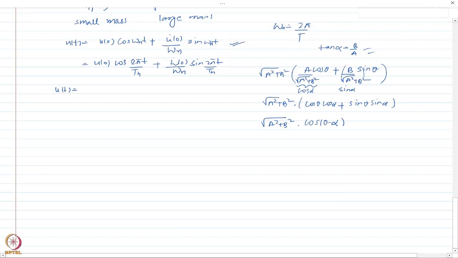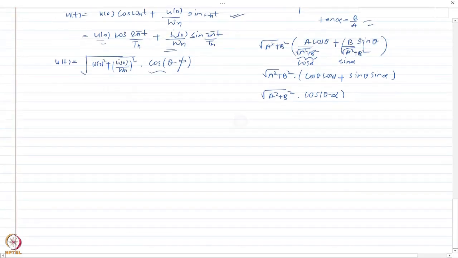And that we can substitute back here. So in this case, remember my a is u of 0, b is u dot of 0 by omega n. So I can write this whole expression as the square root of these squared terms times cos of theta minus, let us say instead of alpha, I'll call this phi. Now I know that the maximum value of the cos function is plus 1, so the maximum value of u(t) would be u naught, with this. So the free vibration with initial displacement and velocity happens around its static equilibrium position with an amplitude represented by this here.